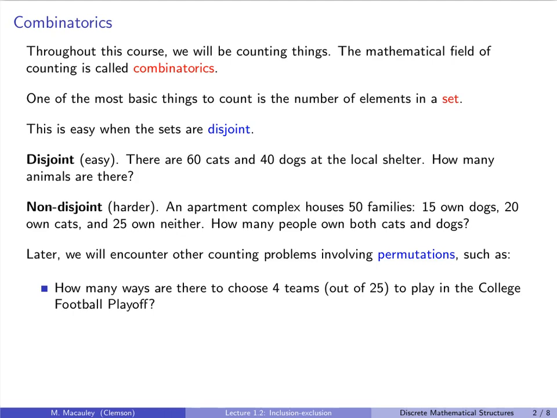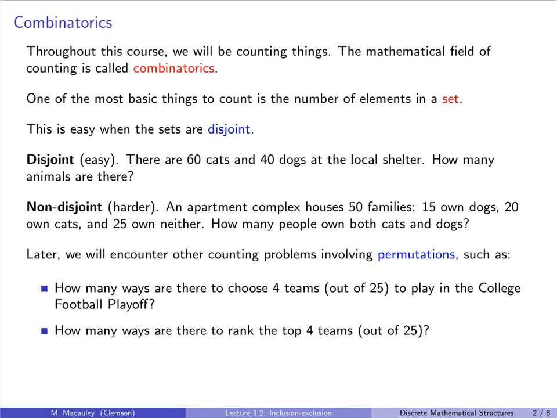Later in this course, we will encounter other counting problems, ones that have nothing to do with these non-disjoint, overlapping sets. Problems that involve permutations, for example, such as how many ways are there to choose 4 teams out of 25 to play in the college football playoffs? Here's a related question. How many different ways are there to rank the top 4 teams out of 25?